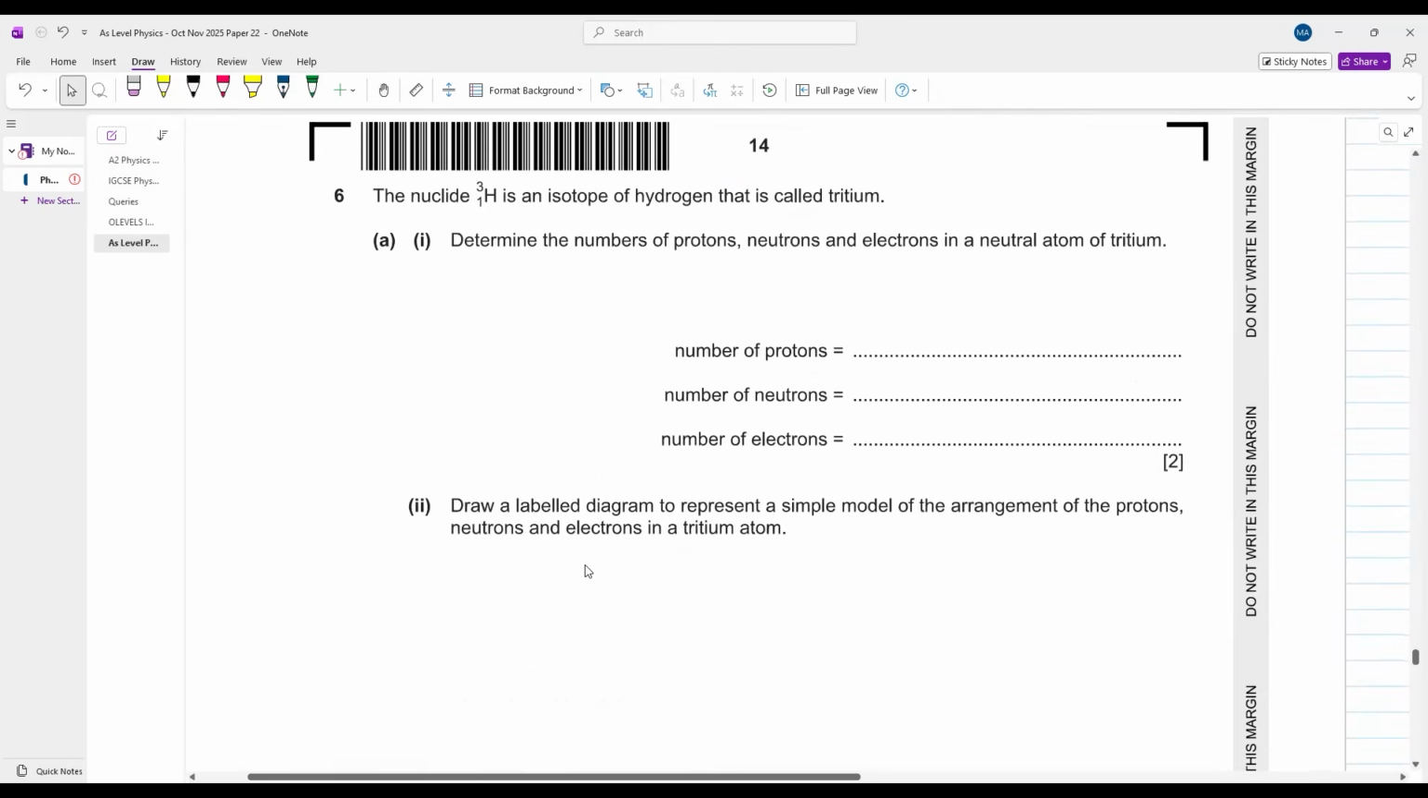Moving ahead. The nuclide 3,1 is an isotope of hydrogen, that is tritium. Determine the number of protons, neutrons, and electrons in a neutral atom of tritium. Always remember, if you have a neutral atom, the number of protons and electrons will be the same. How many protons do we have? One. So if the proton is 1, there will be 1 electron as well. How many neutrons do we have? Mass number minus the proton number equals the number of neutrons, that is 2.